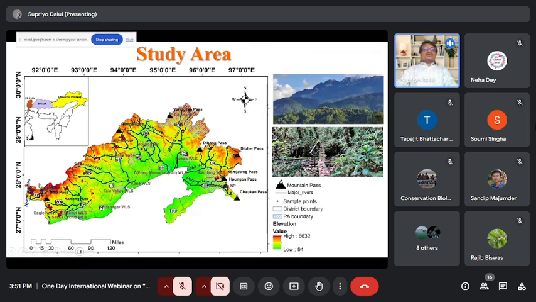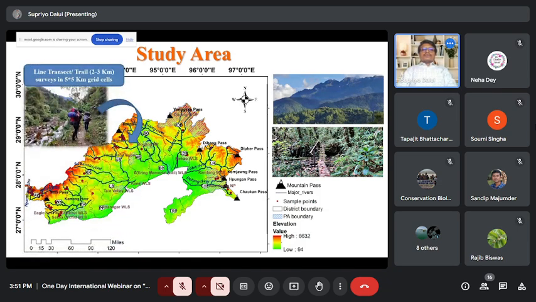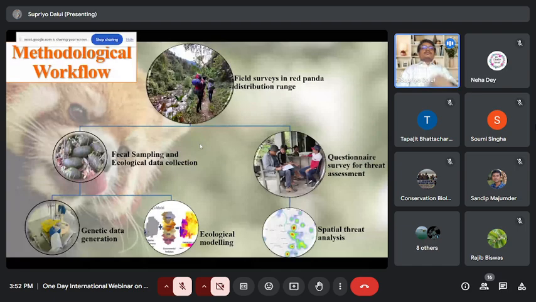So what I have done is, I have tried to follow a process called representative sampling. So for that I tried to collect samples from each part of the landscape. I collected samples from the western part of Arunachal Pradesh, the central part, and the eastern part of Arunachal Pradesh. We have done a line transect survey and a 5 by 5 kilometer grid, and we collected possible samples of red panda from the wild. And this is the basic methodological workflow.